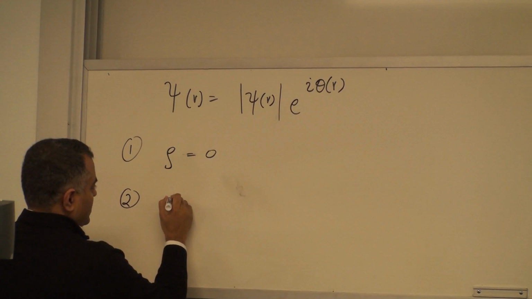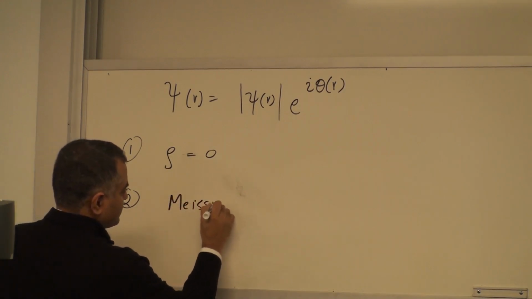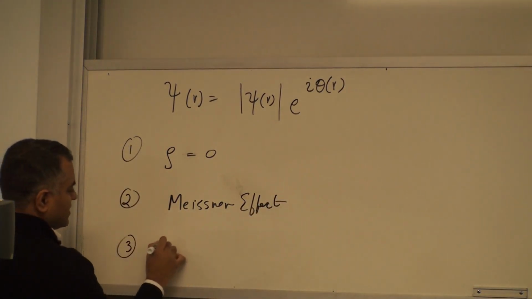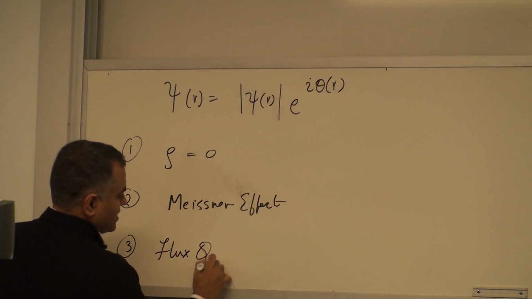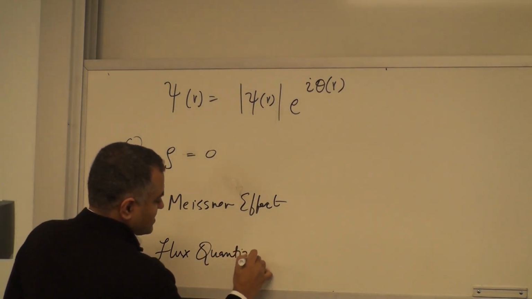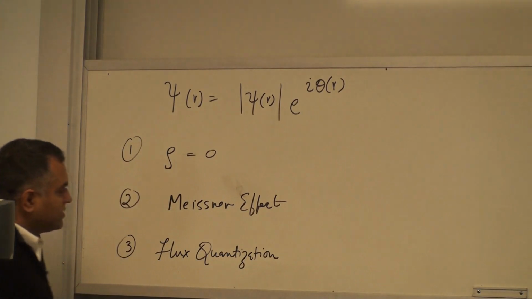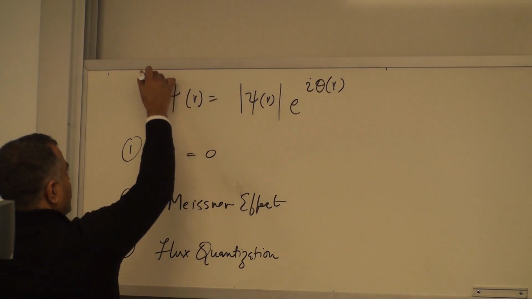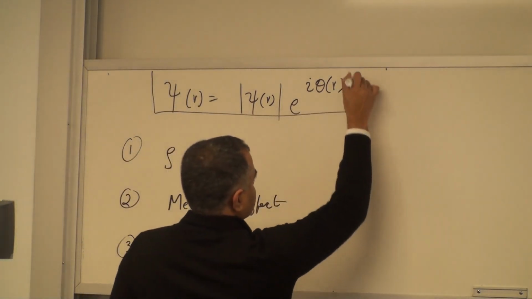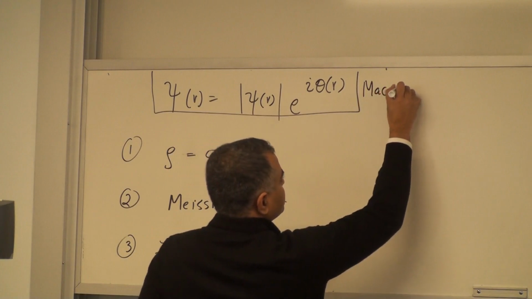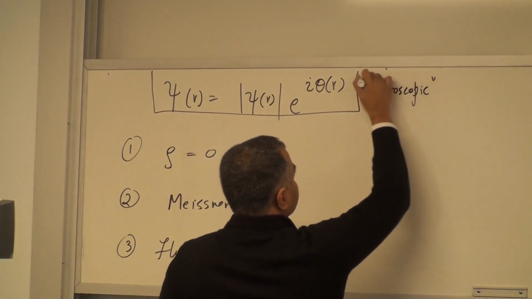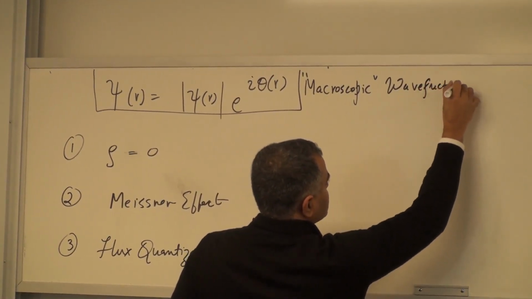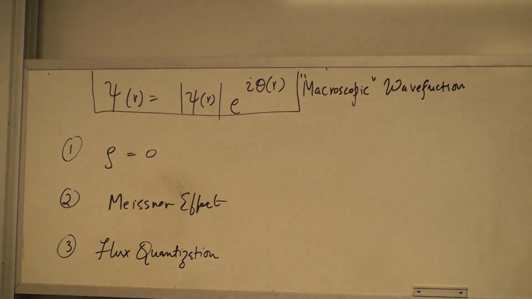And the second was the Meissner effect. And the third is what one would call flux quantization. And I was trying to get to this towards the end of the last class, but I think I didn't quite finish it. So I'll just do a quick run through of, again, showing that if I assume a macroscopic wave function like this, then I can explain all the three properties or the hallmarks of a superconductor.